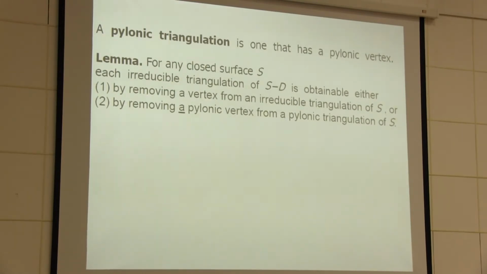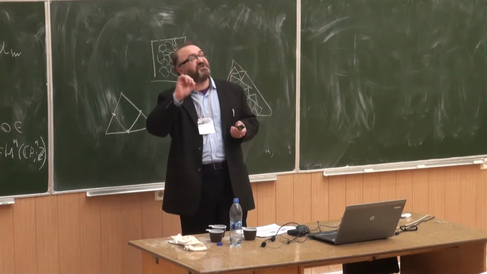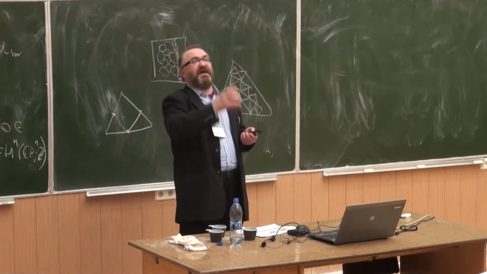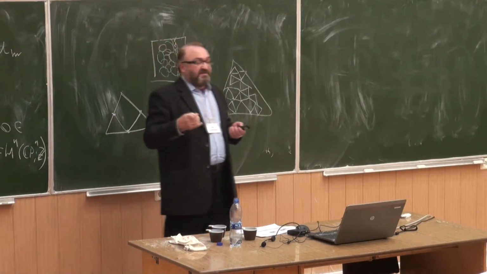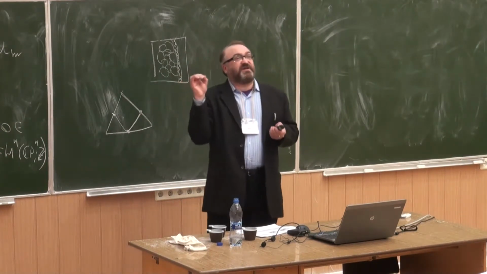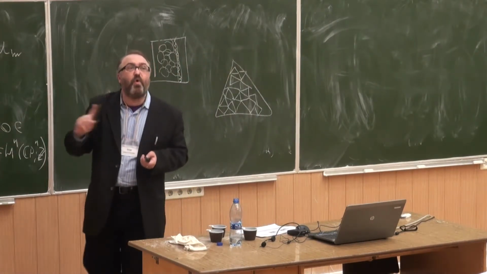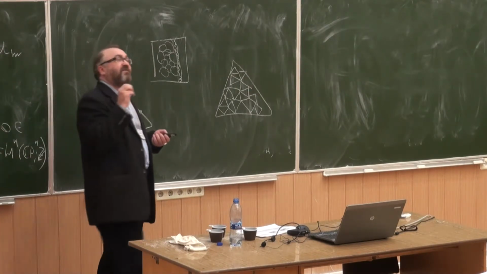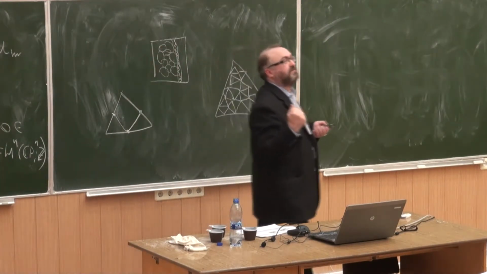And actually, our proof is based on this crucial lemma, which says that for any closed surface, if you want to obtain all irreducible triangulations of the once-punctured surface that is obtained from S by the removal of a disk, then you need only either to remove a vertex from an irreducible triangulation of S, or remove a pylonic vertex from a pylonic triangulation of S.